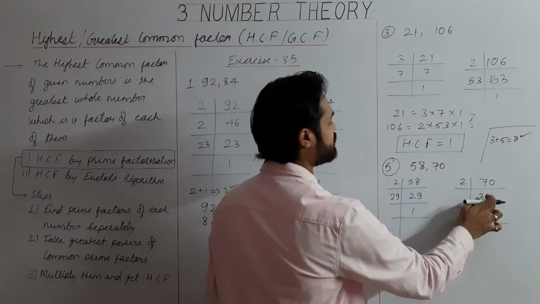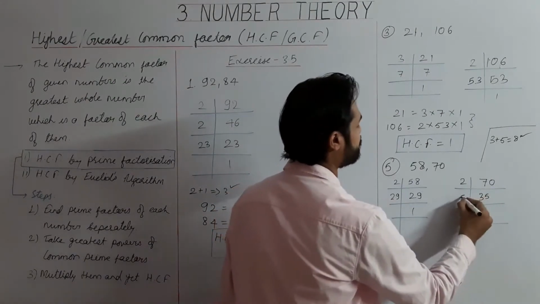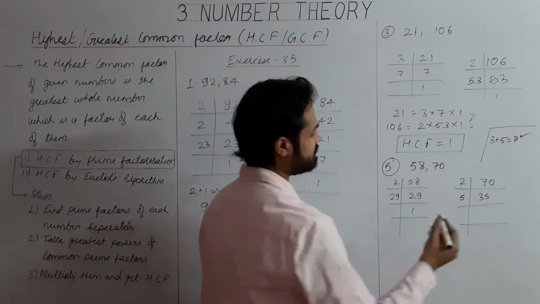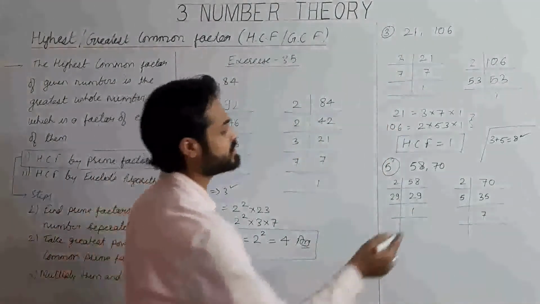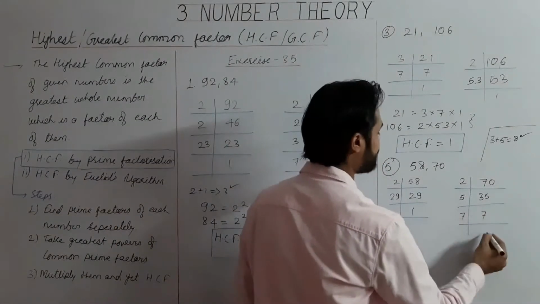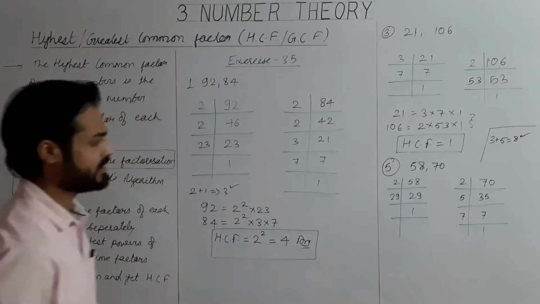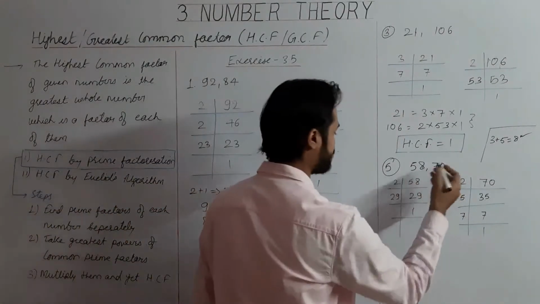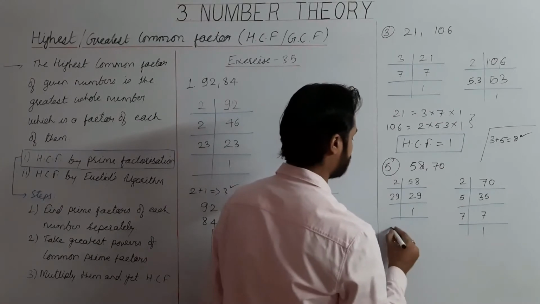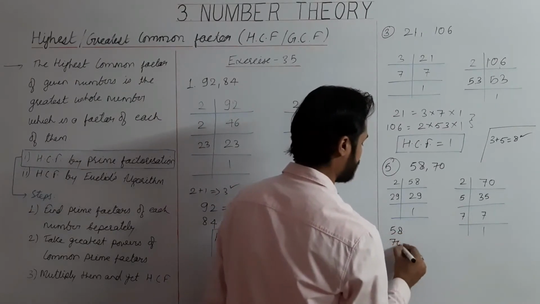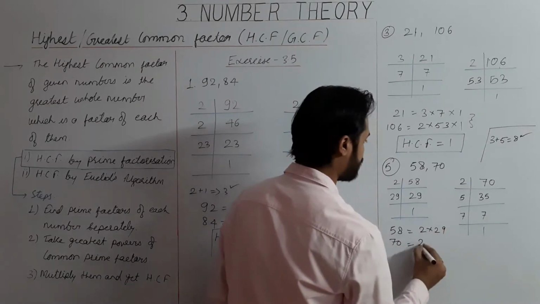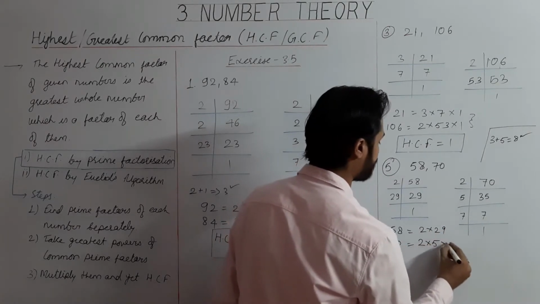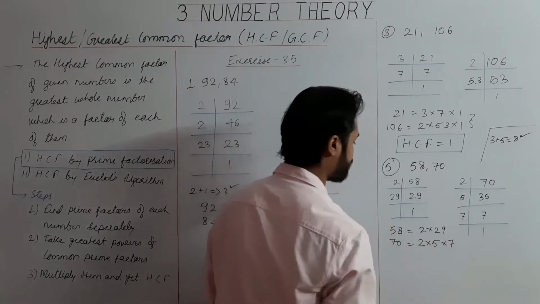Okay, so 35 is a multiple of 5. We will divide 35 by 5, we will get 7. And 7 is again a prime number. It means this is the factor. This is the last factor. We will get 1. Now writing factors of 58 and 70. 58 is 2 into 29. 70 is 2 into 5 into 7.